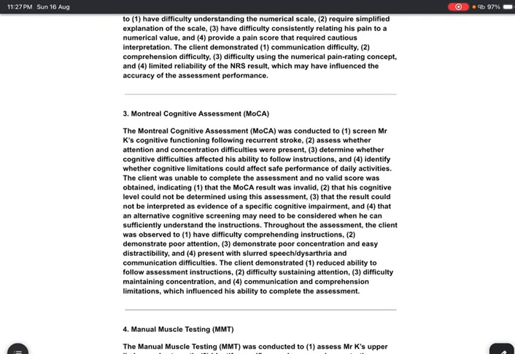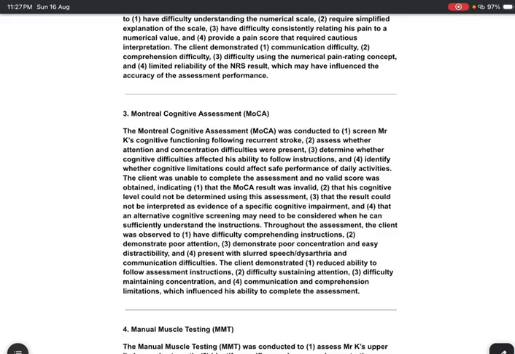Third assessment, the Montreal Cognitive Assessment was attempted to screen Mr. K's cognitive functioning following his recurrent stroke. However, he was unable to complete the assessment because he had difficulty comprehending the instructions. He also demonstrated poor attention, poor concentration, easy distractibility and slurred speech. Therefore, no valid score was obtained and the result was considered invalid.